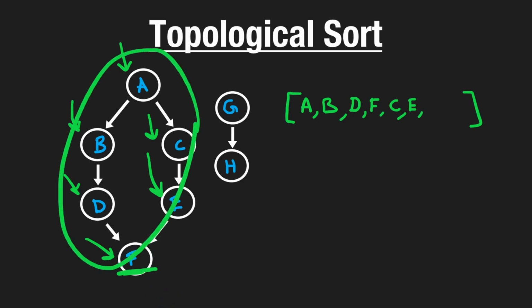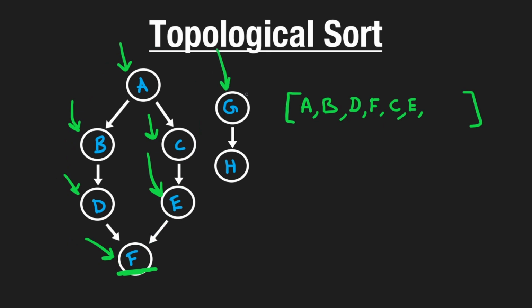So now we've gone through one component. Next, we would just want to start at the beginning of the other component and run DFS on this guy. Pretty easy. Start at G, add G to the result, get to the neighbor, H, add H to the result, and we're done. We did that for the entire graph and we have a valid topological ordering. Well, we actually have a problem. Can you spot it? Take a look at our ordering.